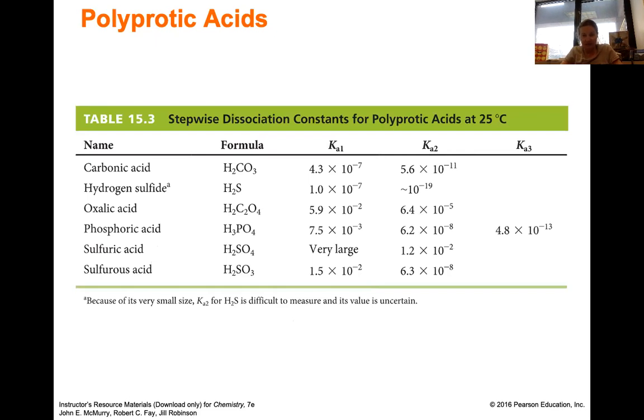So here are some of the polyprotics. If you look in your table at the back of your text, you'll see all of them. Phosphoric acid actually has 3 protons. Everything else here is diprotic, but phosphoric acid is actually triprotic.